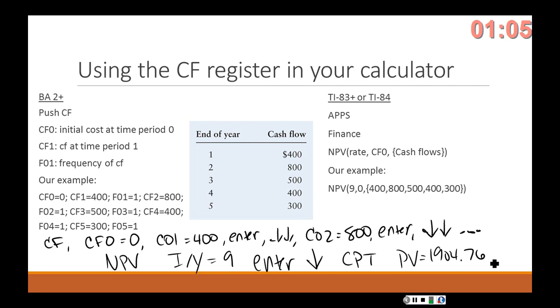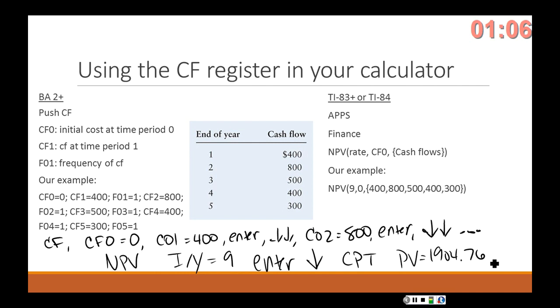And you're going to enter first your interest rate as a whole number, so 9, comma, your cash flow at time period 0, which is 0, comma, and you have to enter in the commas, then braces, and you enter your cash flows separated by commas. So 400, comma, 800, comma, 500, comma, 400, comma, 300, close braces, close parentheses, and enter. And you should get the same answer.